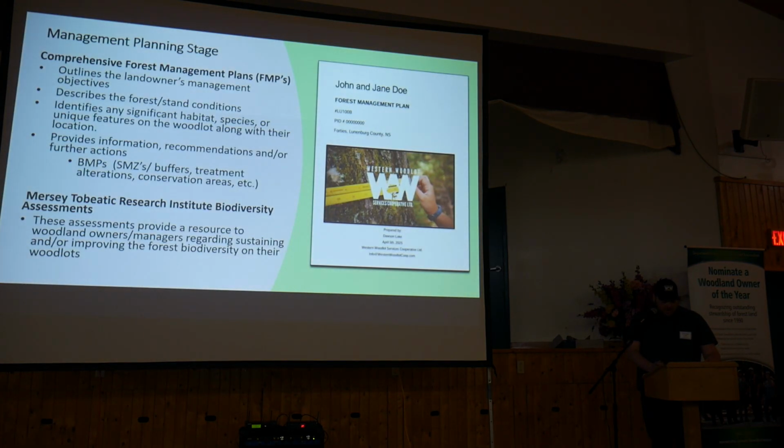And then at the management planning stage, we use forest management plans to guide the future management decisions on the property. So these plans outline the landowner's objectives, forest condition, significant habitats, any unique features or species that might be present. It provides these locations on the maps too. And they always also provide information on recommended best management practices and any further actions.